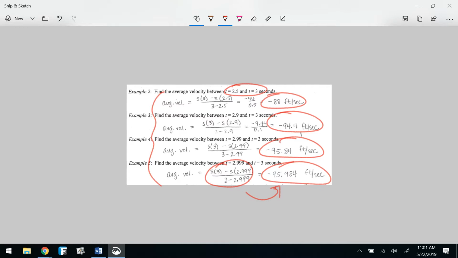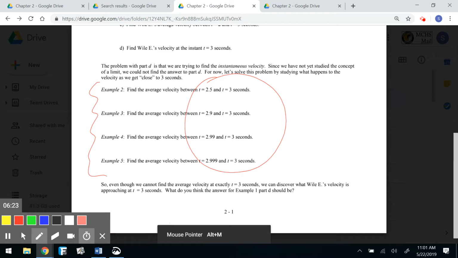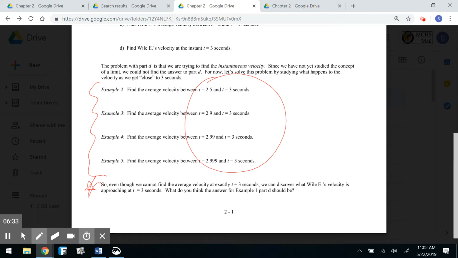Now, the question is, as I close that gap, what happens between 3 and 2.99999? Where do you think that value is going? Or what if I compare 3 with 3.00001? Do you think it's going to go to a specific value? That's the whole idea of instantaneous velocity and the concept of a limit that enables us to figure out what's going on. So even though we cannot find the average velocity at exactly 3 seconds, we can discover what Wile E.'s velocity is approaching when t equals 3.